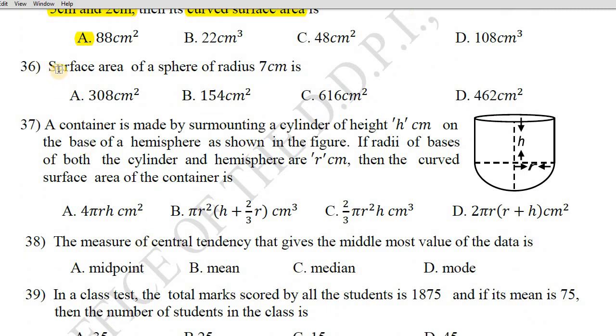The same question was repeated in the Davangere question paper, and it is the same kind of problem, but here the area is given and we are asked to find the radius. Yesterday we solved this. The surface area of a sphere of radius is 7 centimeter.